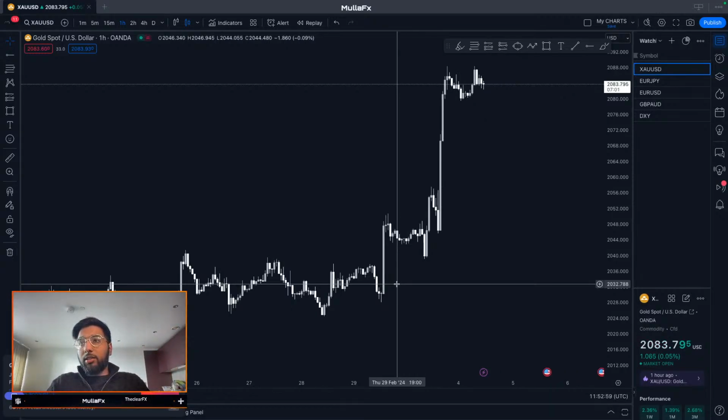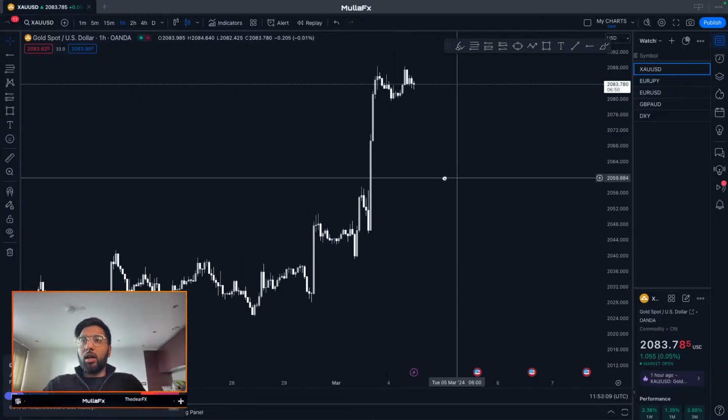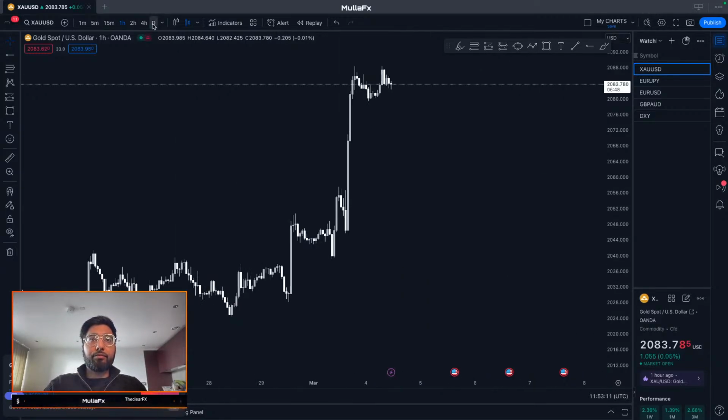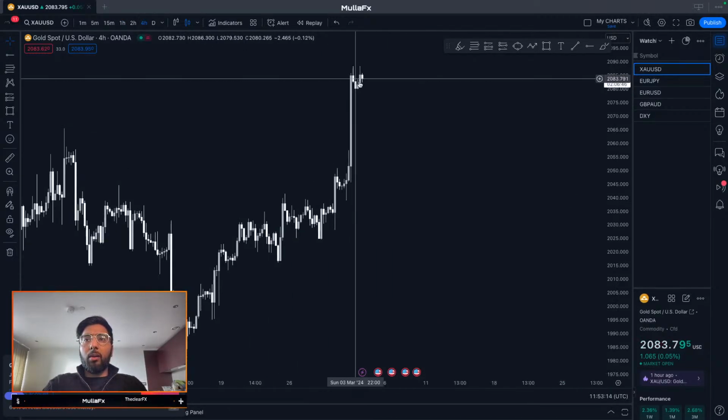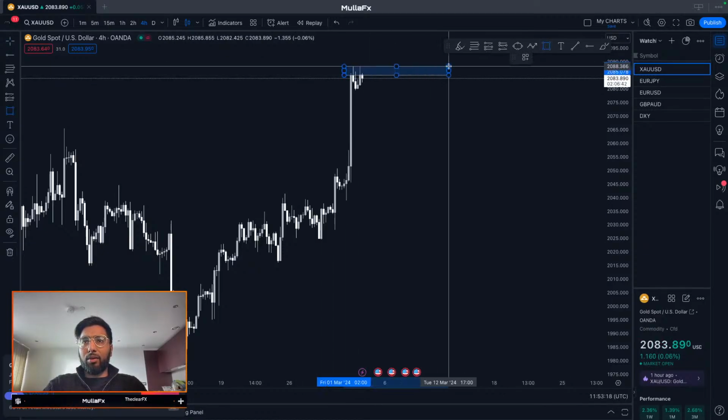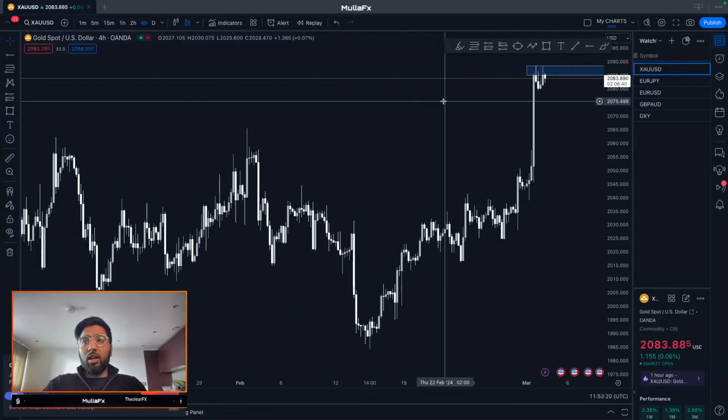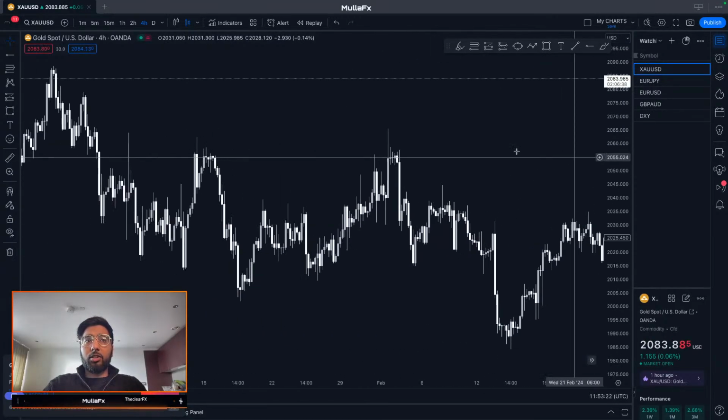Now we're going to have a look and see whether we can trade gold this week, because after a huge push like this, we always know that gold likes to move a bit slow. So on the 4-hour chart, we can see price is refusing to go above this level of resistance, which we're going to have a look at.